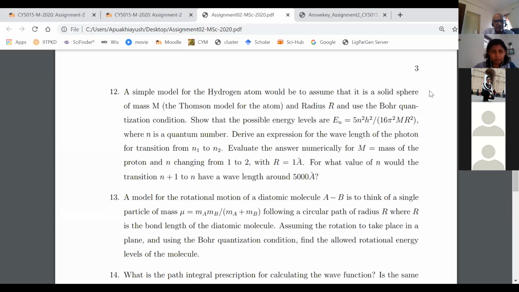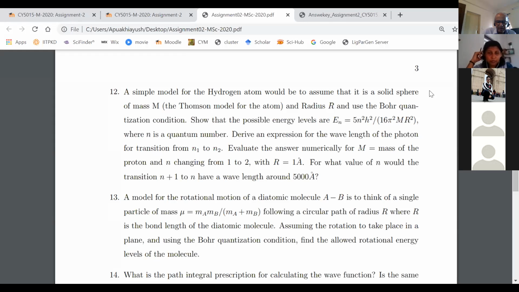I was asking whether we have to consider the transition for the proton. No, you have a sphere. See, in the Thomson model, there is no separate proton. Therefore, you will say that you have a solid sphere, and this solid sphere, according to quantum mechanics, has energy levels which are given by the Bohr quantization condition.